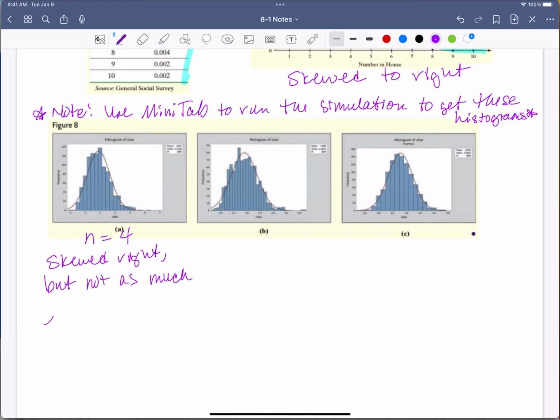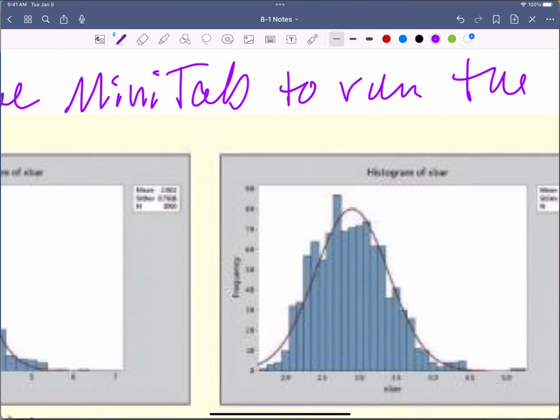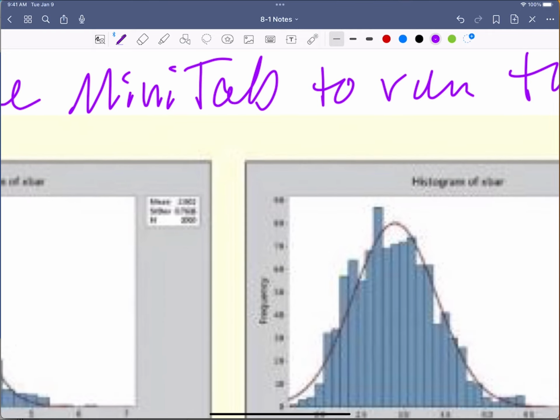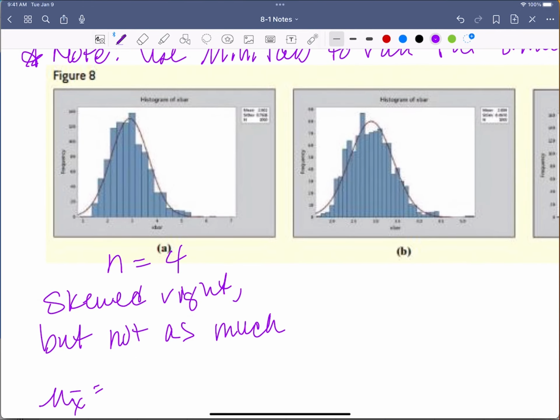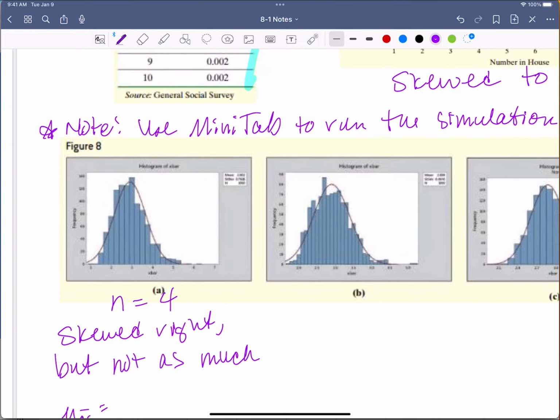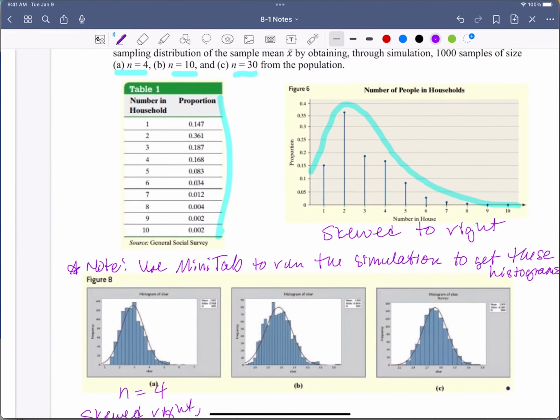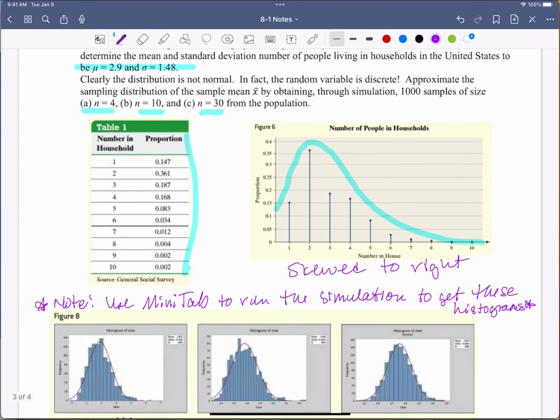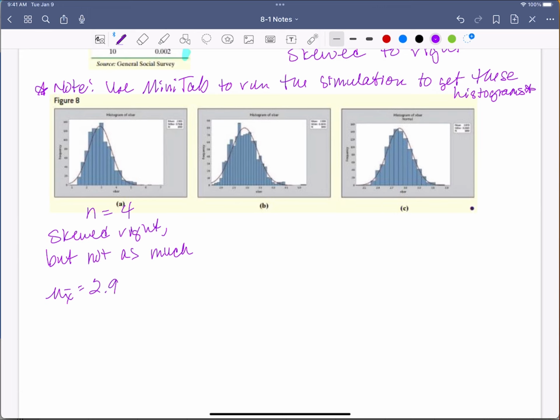My mean here is the same as my mean, because the mean is a mean is a mean. So here my mean is 2.9, but my standard deviation here is going to be that 1.48 divided by the square root of n, and that'll be 0.74, I think. Check my calculations on that. So there's the mean and the standard deviation.